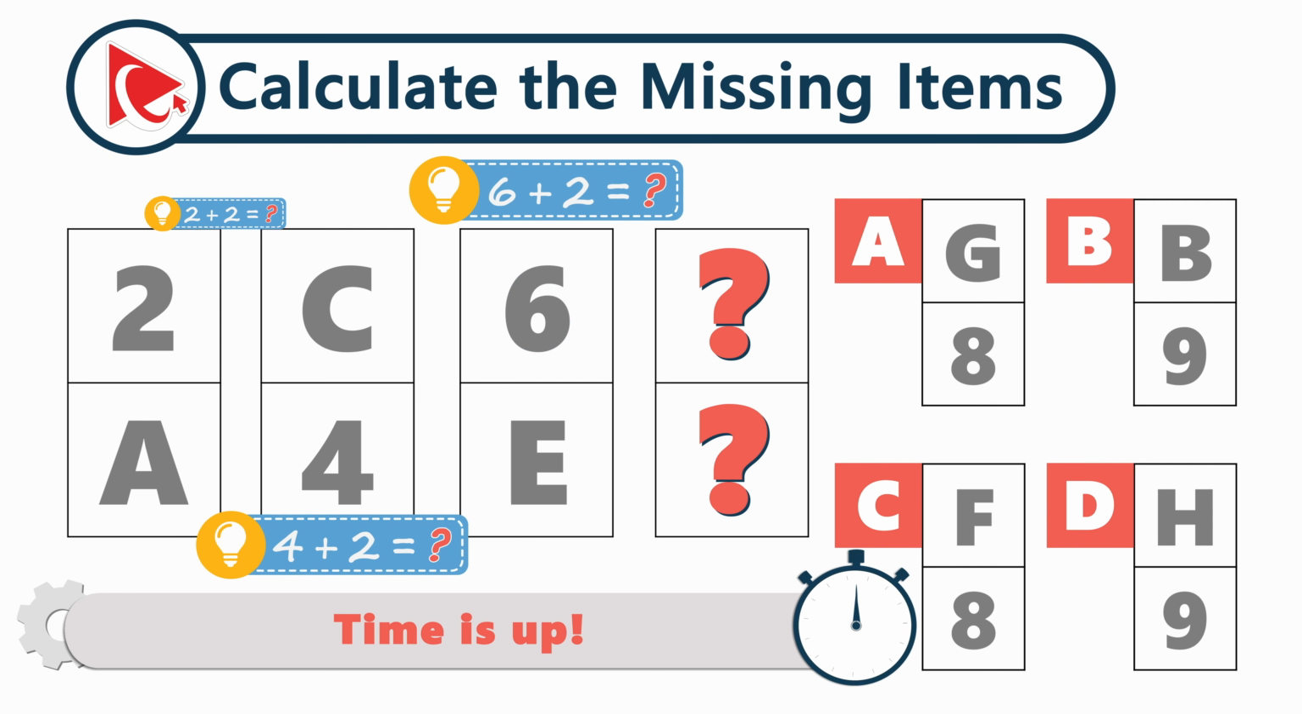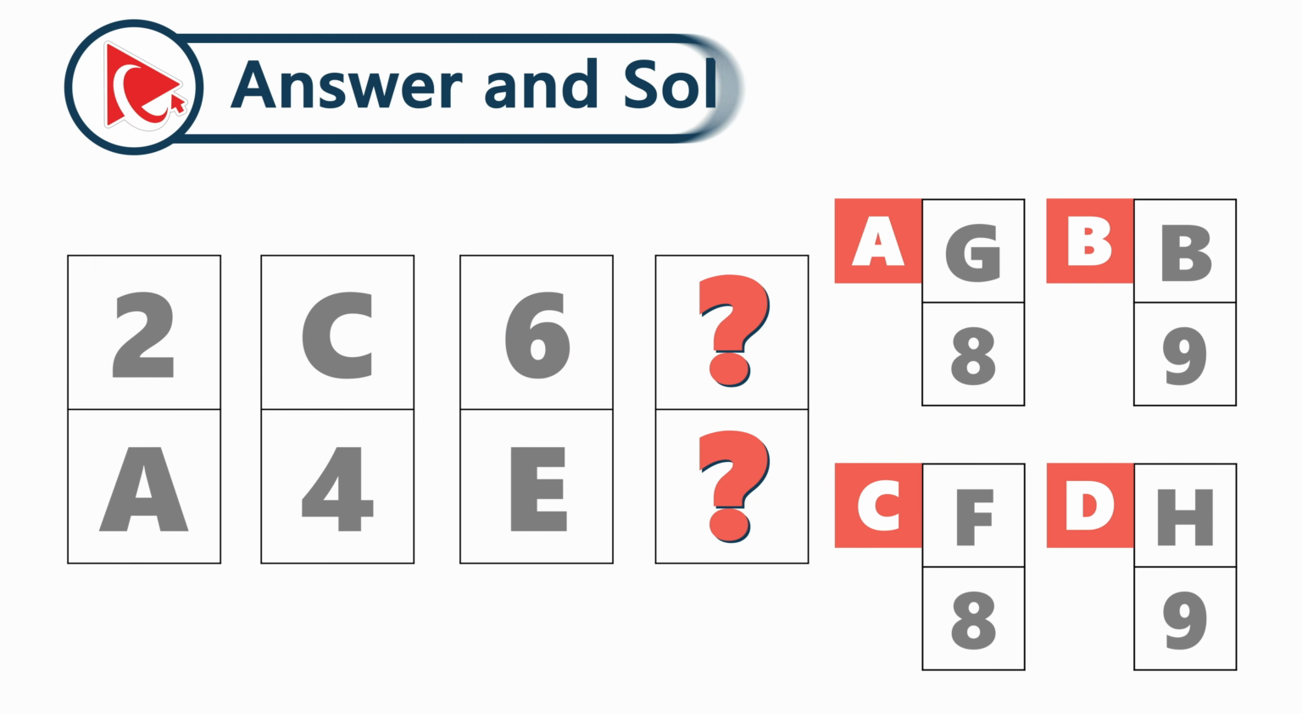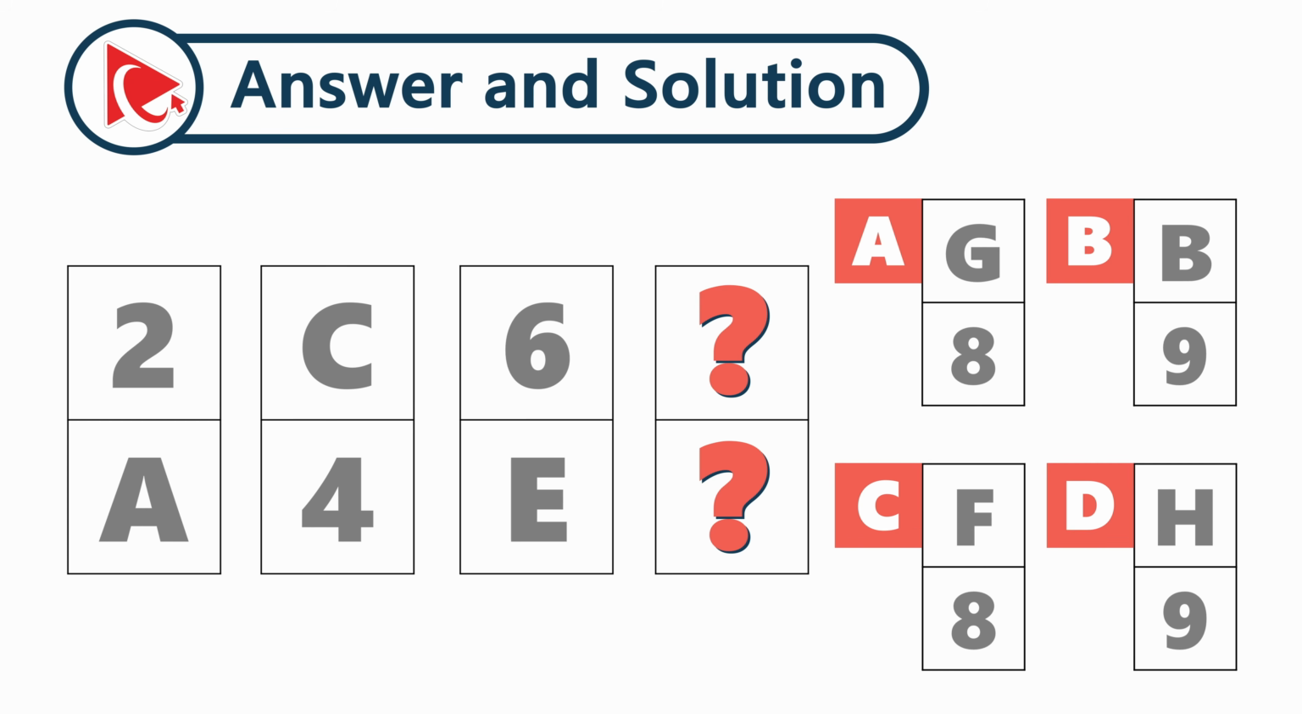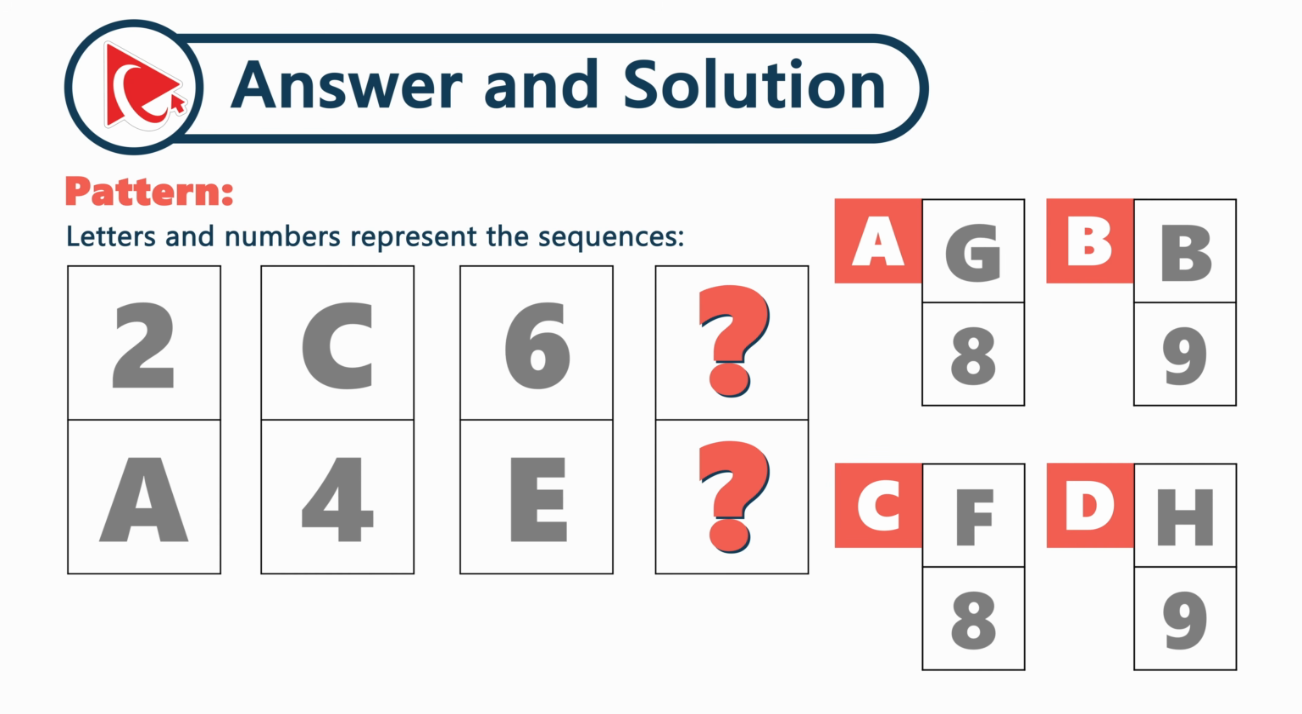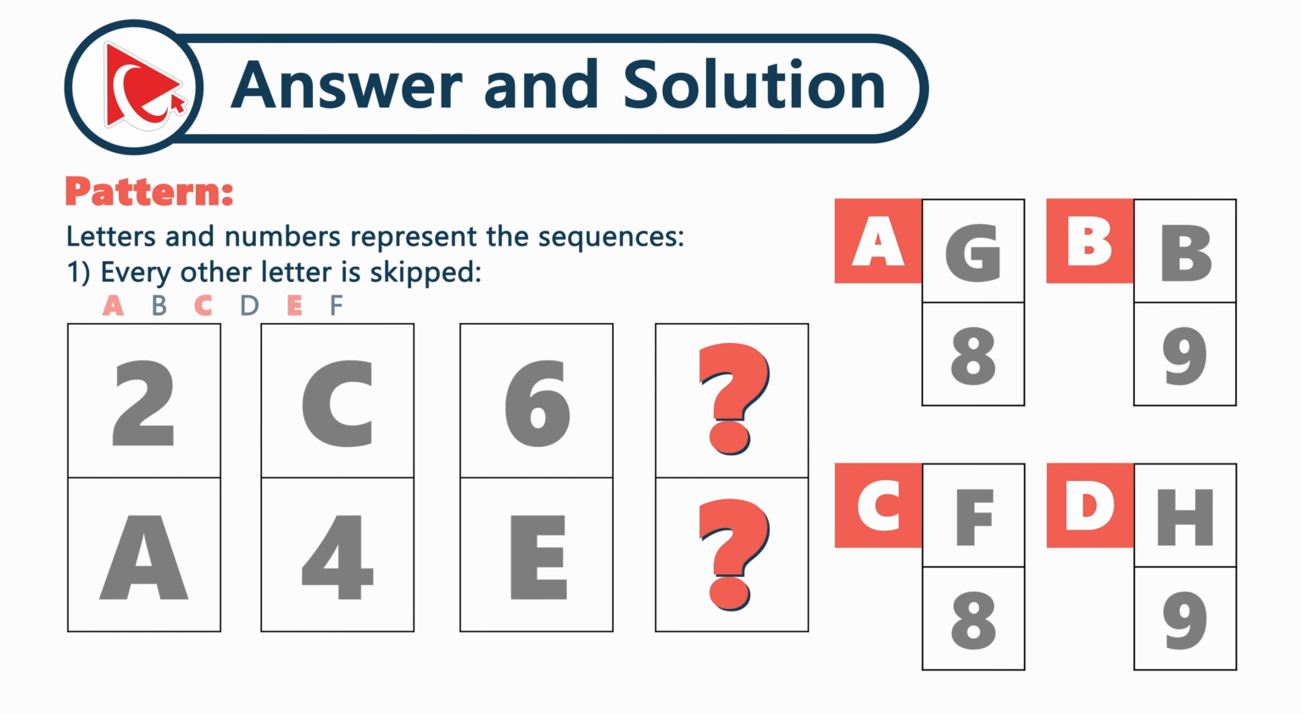Time's up. Do you have your answer ready? I hope so, because even though the pairs look like a crypto, the pattern here is really simple. As you might have guessed, letters and numbers represent 2 separate sequences. Every other letter is skipped. So for example, we see letter A, but letter B is skipped. Then we see letter C and letter D is skipped. Then we see letter E and letter F is skipped.